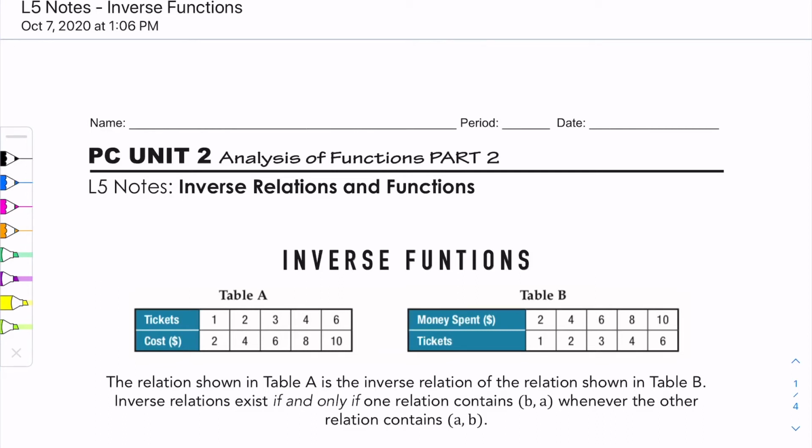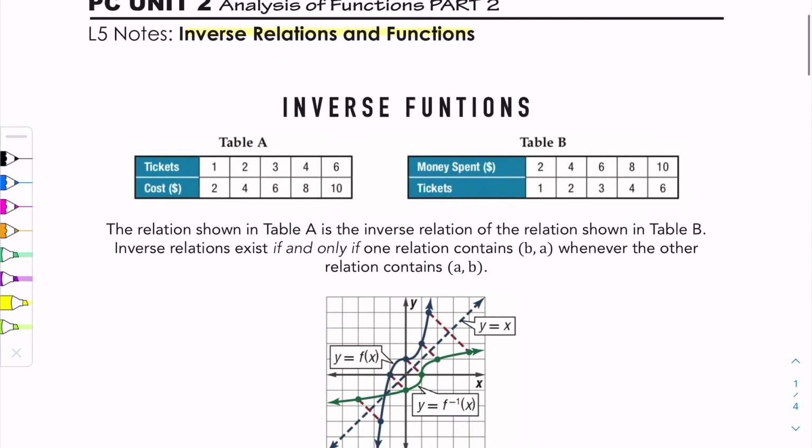Inverse functions and relations. Inverse relations exist if and only if one relation contains point (b, a) whenever the other relation contains point (a, b), meaning you can switch the ordered pairs between the two functions, or you can switch the x and the y coordinate of the ordered pairs between the two functions.